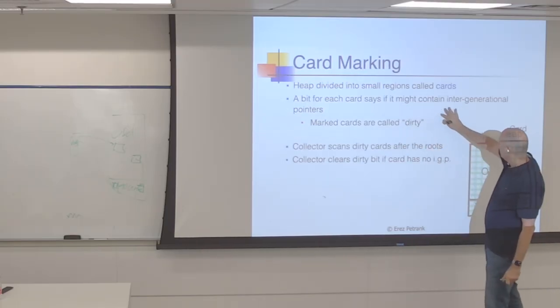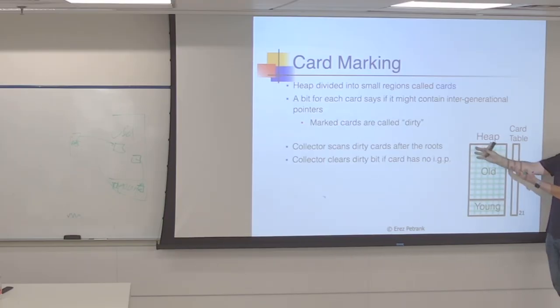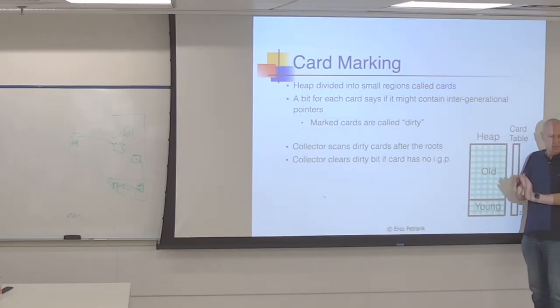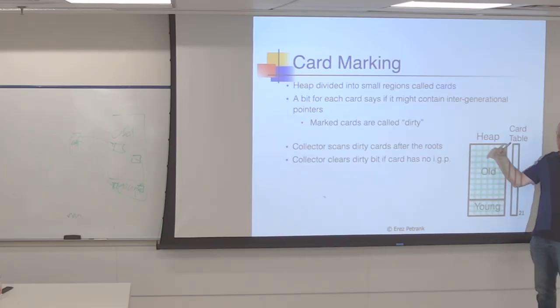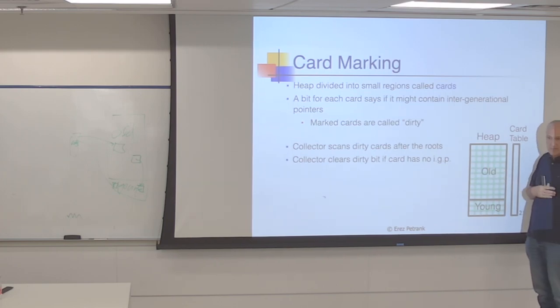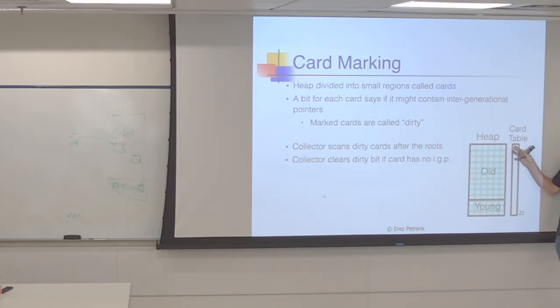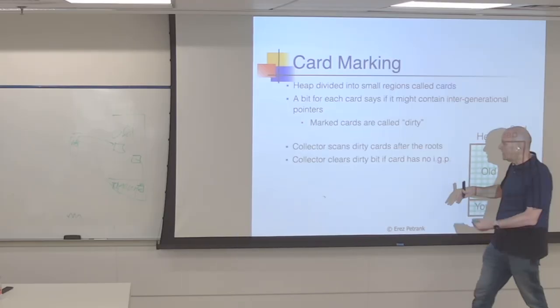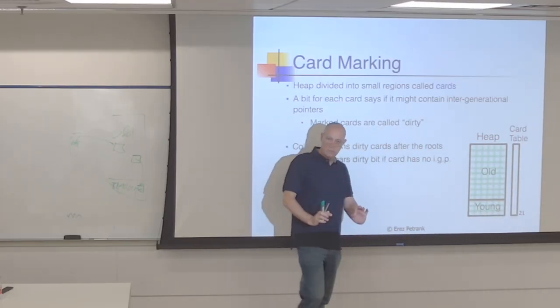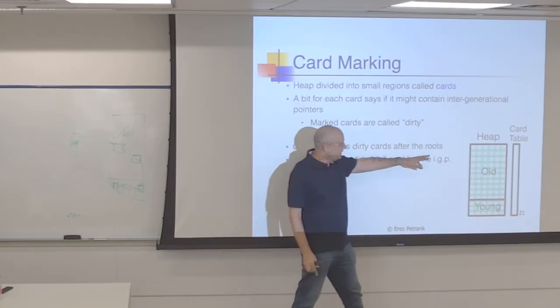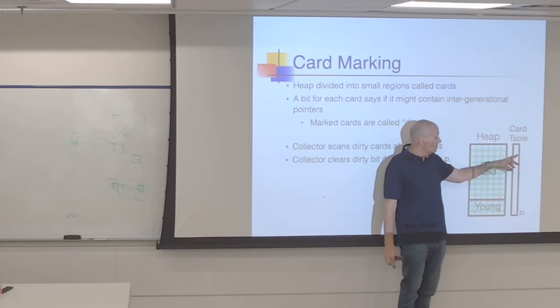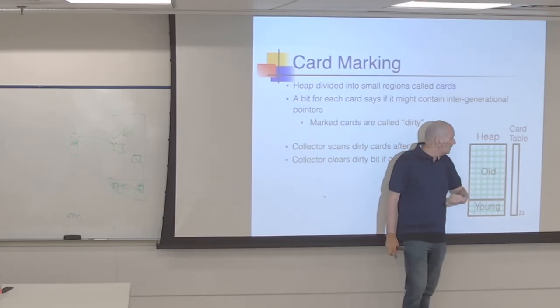The meaning of this bit per card says: can there be an intergenerational pointer in this card? So whenever the program changes a pointer that makes it an intergenerational pointer, or you can just say maybe for all changes of pointers, I just dirty the card. I put one in the card table for the card in which a pointer was changed. So when a pointer is changed, I mark the card, and then I'm sure that intergenerational pointers can only be on cards that are called dirty, that have a 1-bit set in the card table.